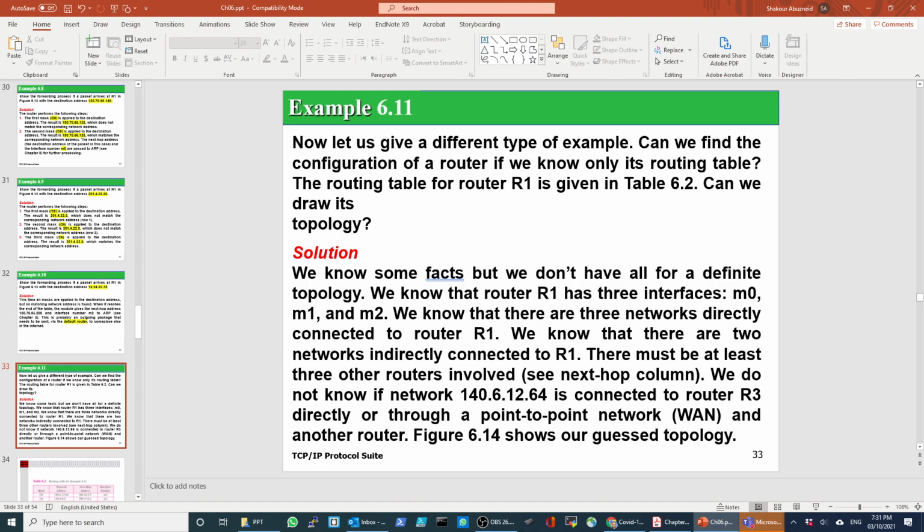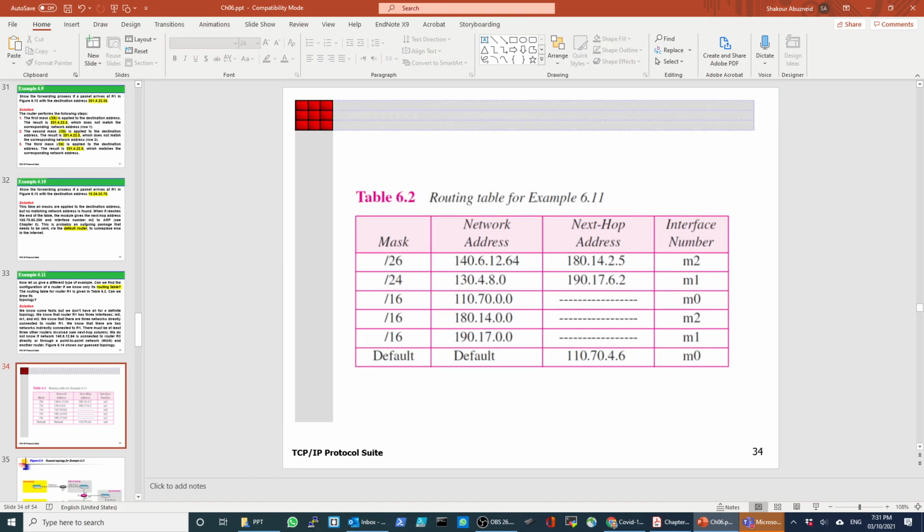Now, let us give a different type of example. Can we find the configuration of the router if we know only the routing table? Okay, if somebody gave you the routing table, could you know the configuration of the router? Okay, the routing table for router one is given in there. Could you know? All right, so this is a routing table for here. So what does this routing table tell you? It tells you how many routes you have out there. 1, 2, 3, 4, 5, and then the default.